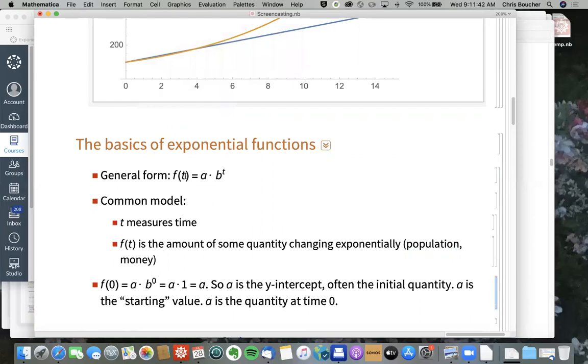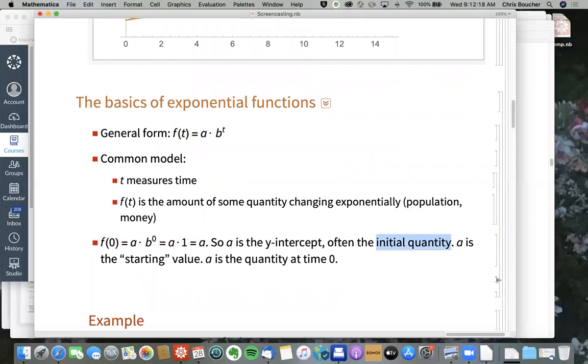If you plug in t equals 0, this is how we get the y-intercept for any function. We just evaluate the function at 0. So you get a times b to the 0. Anything to the 0 power is 1. So this is just a. And the virtue of this calculation is it gives us an interpretation for this number a. Now it has a meaning. It's the y-intercept of the function. It's also the time 0 value of the output, right? T equals 0 is kind of the starting time for a lot of our models. So we'll often think of a as the initial quantity or the time 0 quantity for whatever it is that we are talking about.